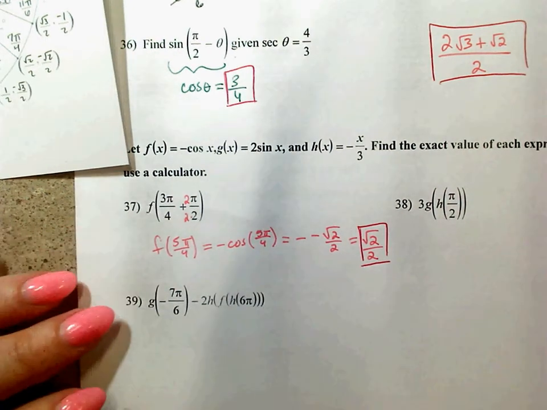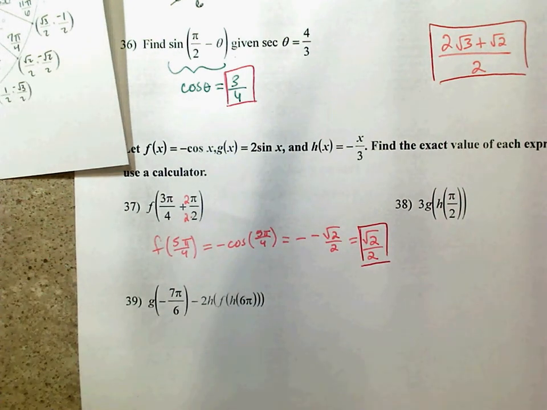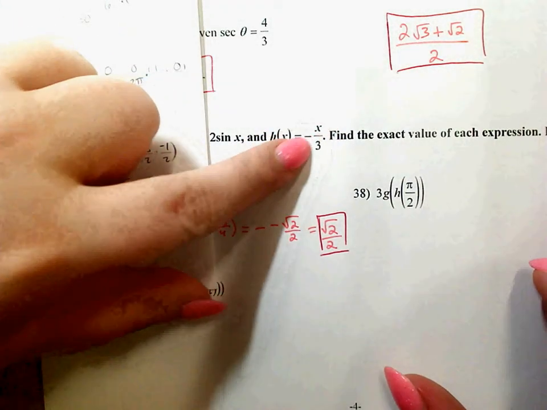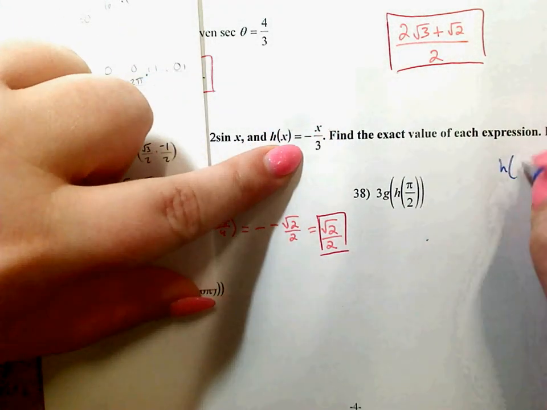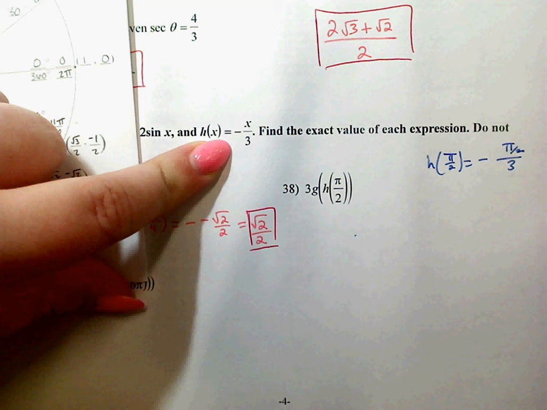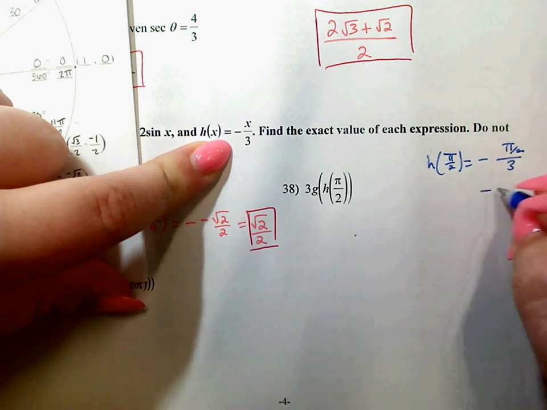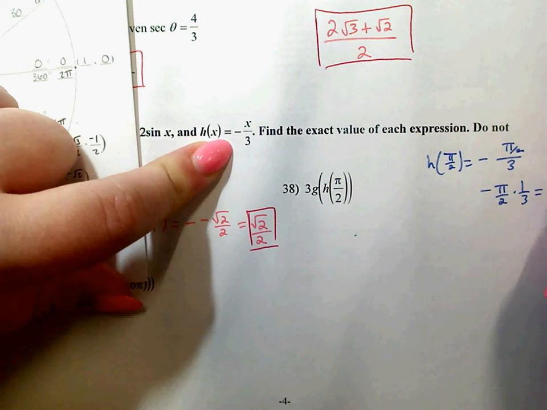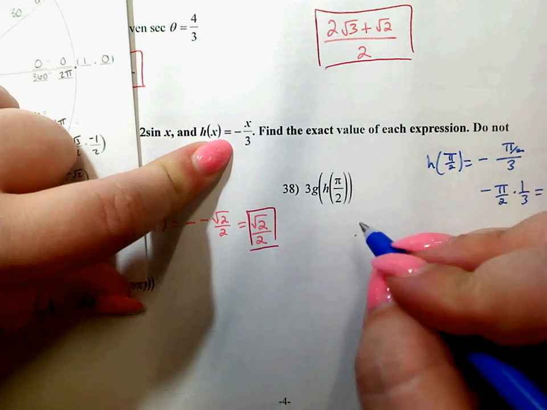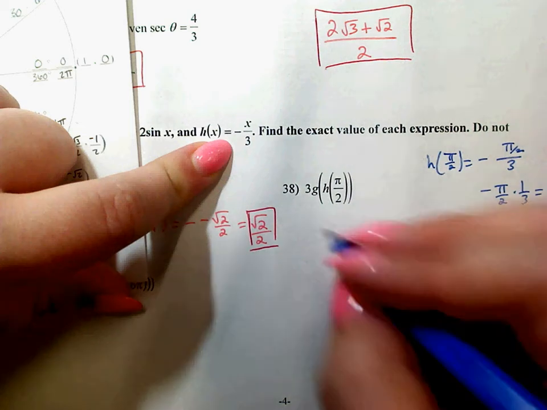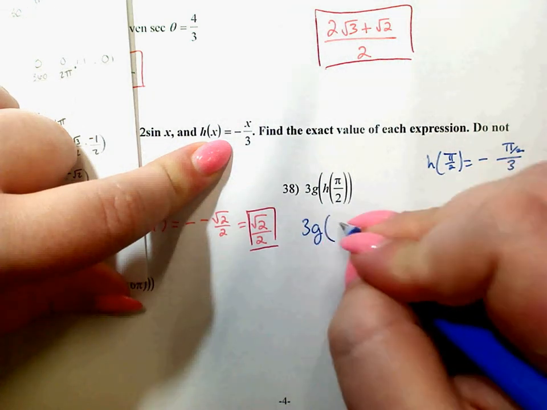Number 38 is 3 times g of h of pi over 2. So first I'm going to find h of pi over 2. H of pi over 2 means negative pi over 2 divided by 3. Well, negative pi divided by 2 divided by 3 is the same thing as negative pi divided by 2 times 1/3, and that is negative pi over 6. So h of pi over 2 is negative pi over 6, so I'm finding 3 times g of negative pi over 6.